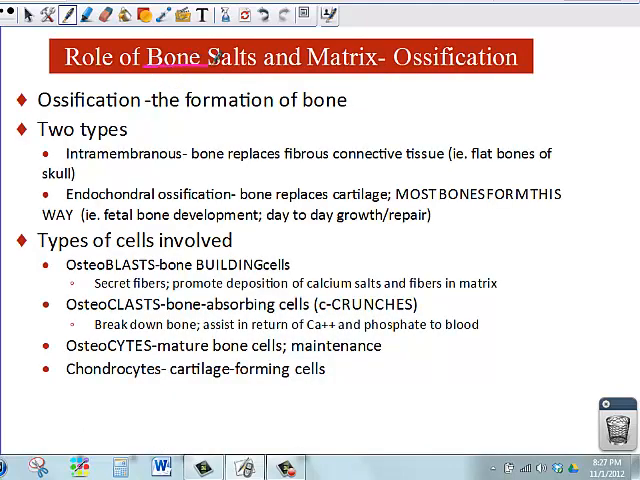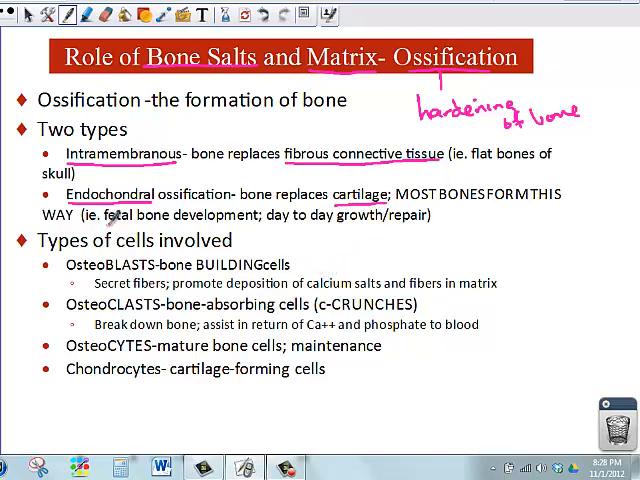Bone salts are deposited by osteoblasts, and osteoblasts also form a matrix in a process called ossification. This is where the hardening of bone occurs from cartilage. There are two types of ossification: intramembranous, where bone replaces fibrous connective tissue, for example, in the flat bones of the skull, and endochondral ossification. This is the one that you're probably most familiar with, where bone replaces cartilage, a cartilage model. Most bones do form this way.